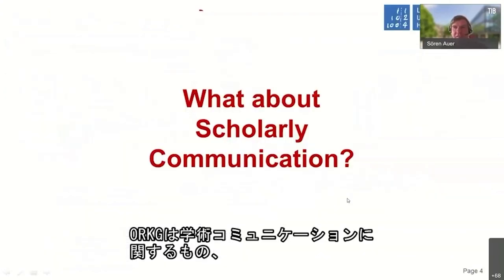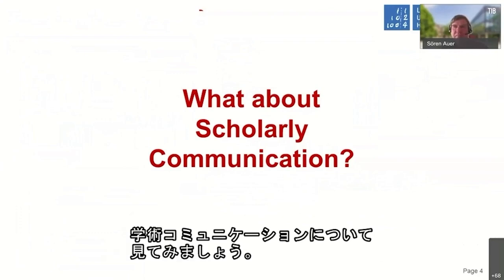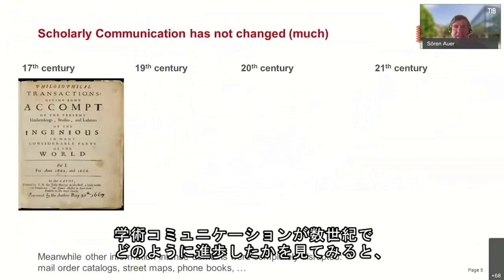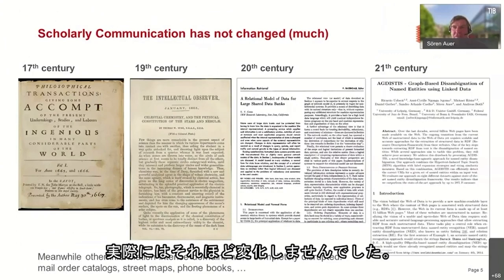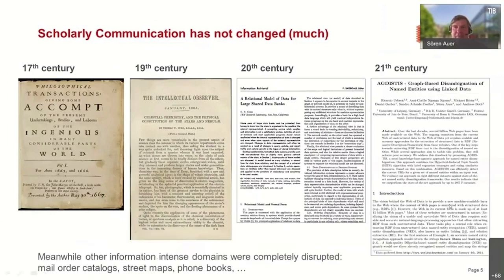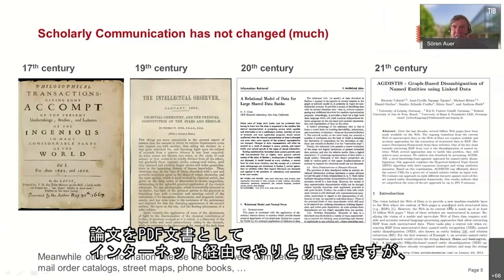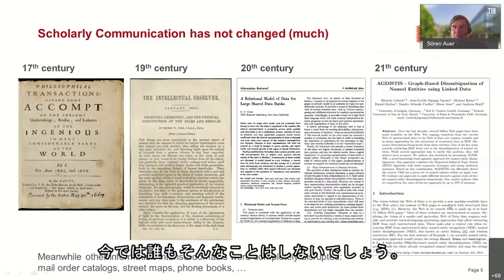So what about scholarly communication? Because the Open Research Knowledge Graph is about scholarly communication, about publications, scientific papers. And if we look how that evolved over the centuries, it didn't change much, actually. And what we are doing is we just work with the pseudo-digitized versions of the analog artifacts. Of course, we can now exchange scientific articles as PDF documents over the internet, but that would be comparable to using a scan of a map for navigation. And no one would do that nowadays.